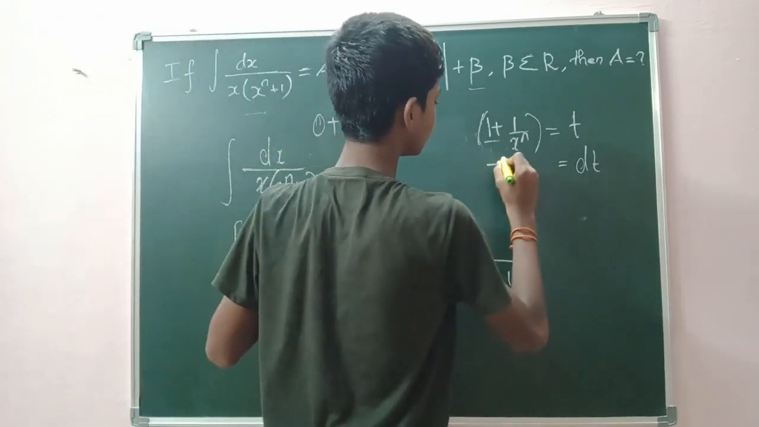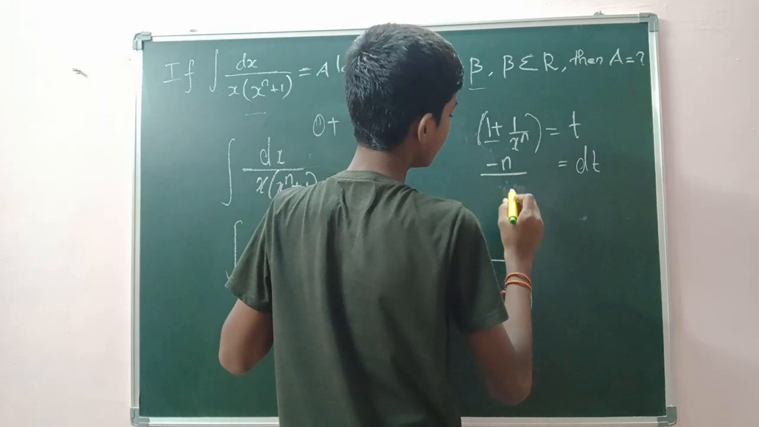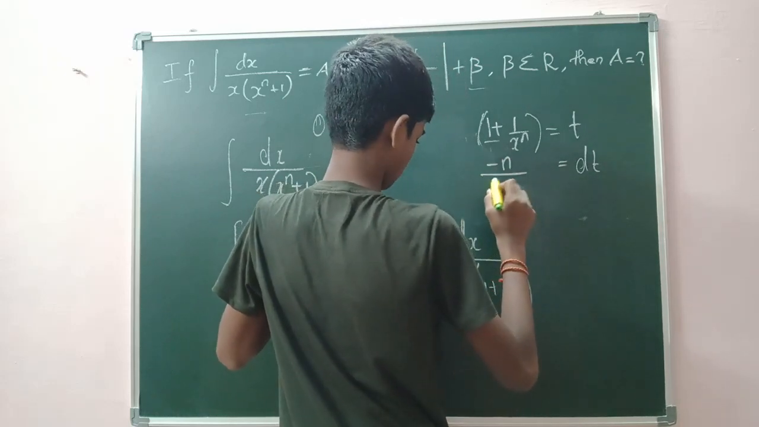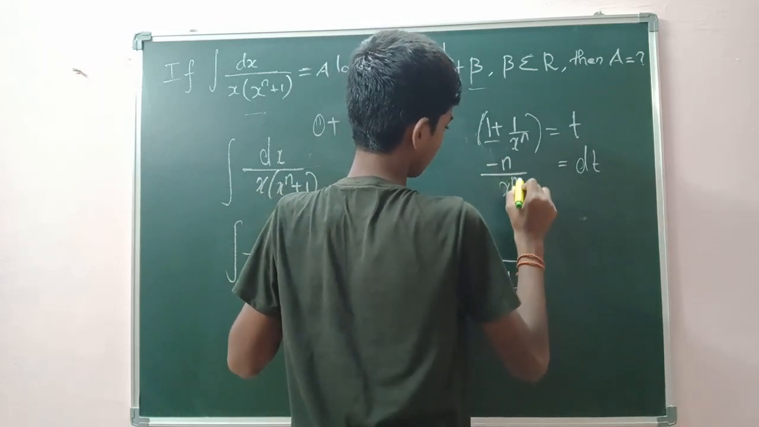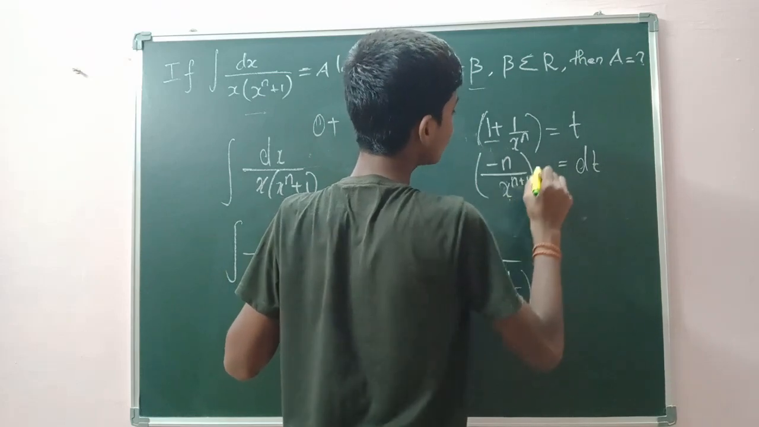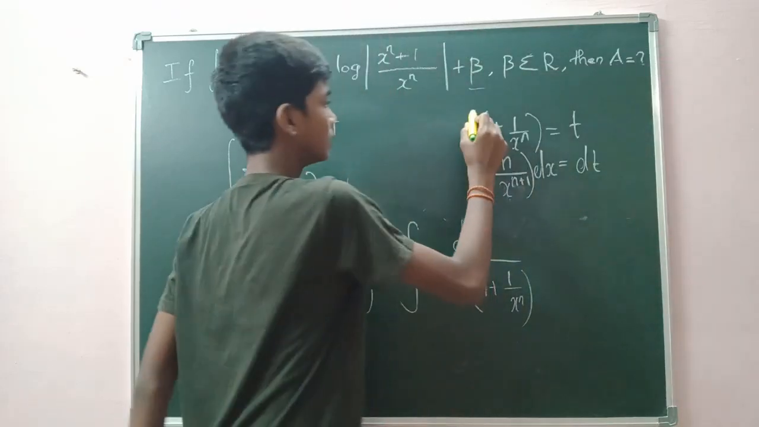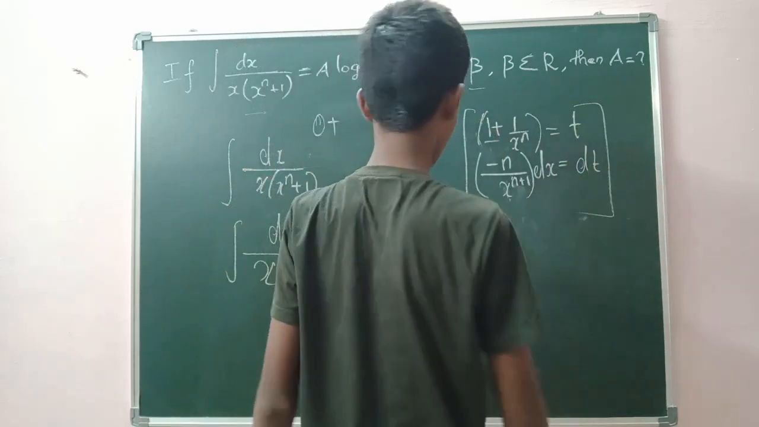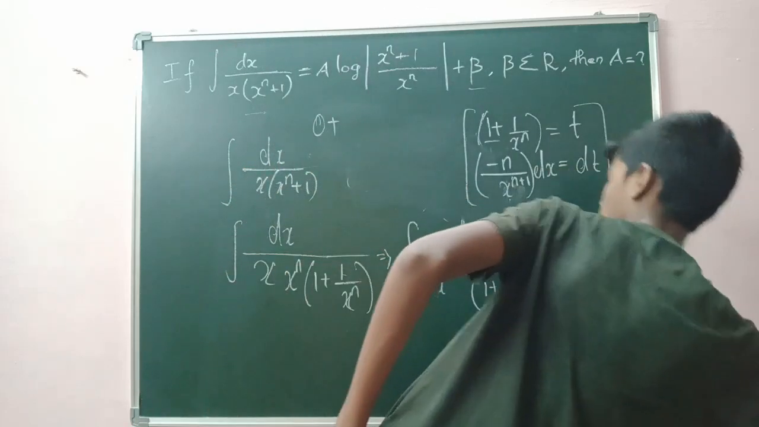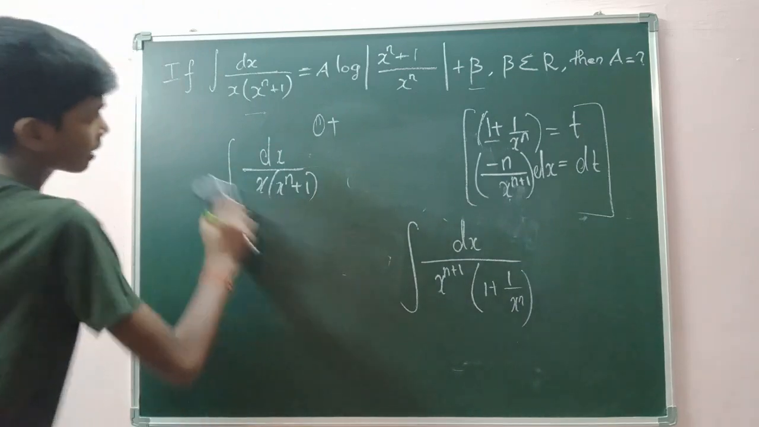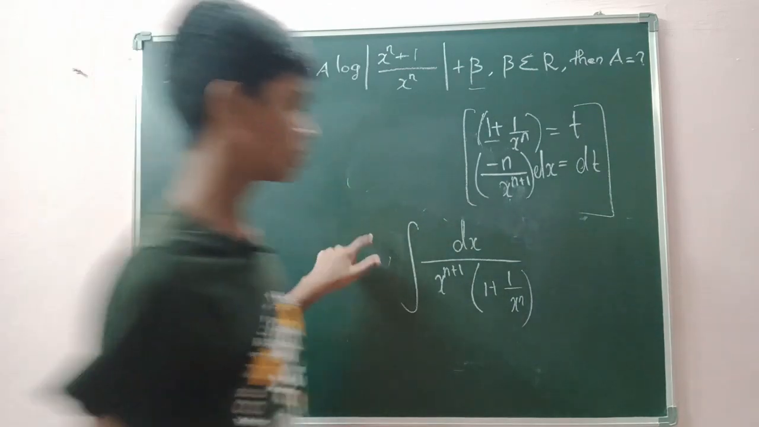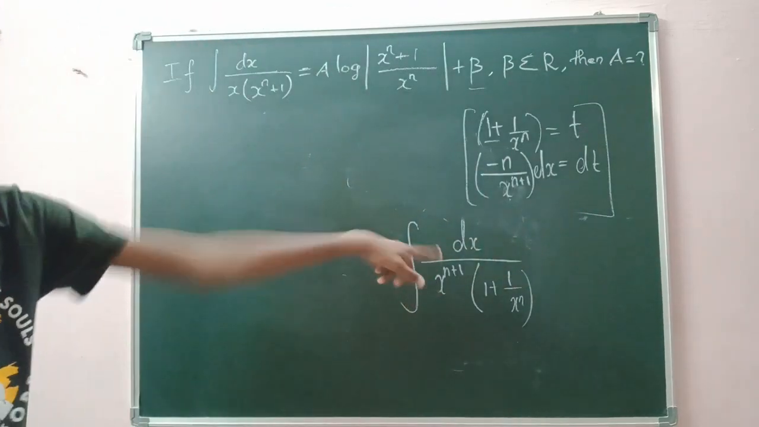Minus n, by what I got, x^n+1 times dx will be your dt. Correct or not, people? So this is the substitution I'm going to use here. Now let me rub it out. Now just try to use a substitution in this integral.